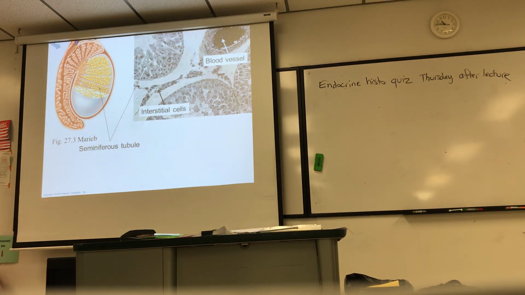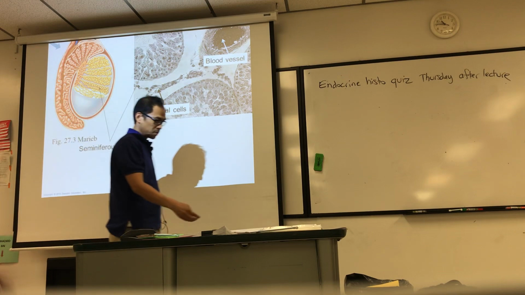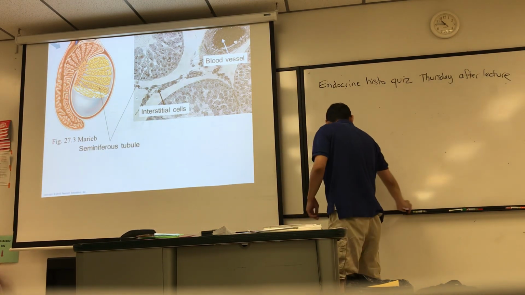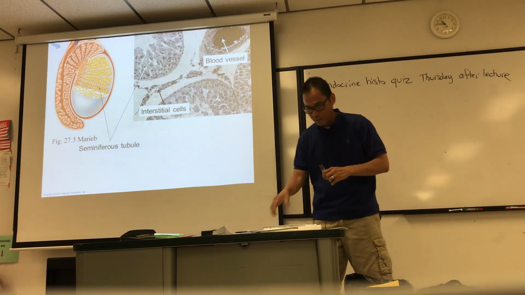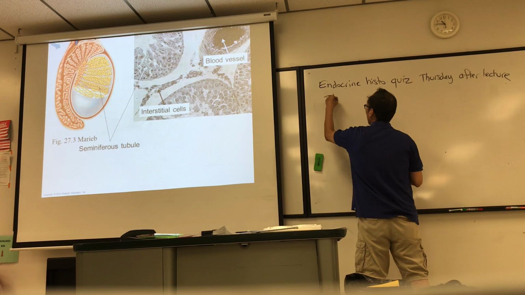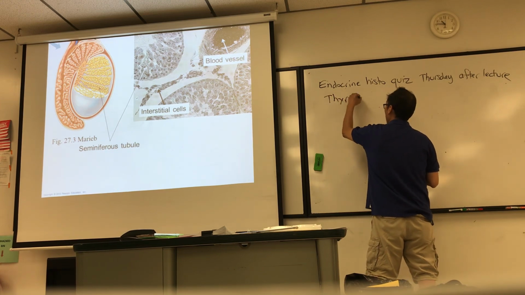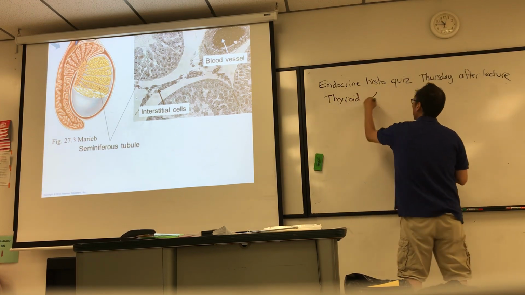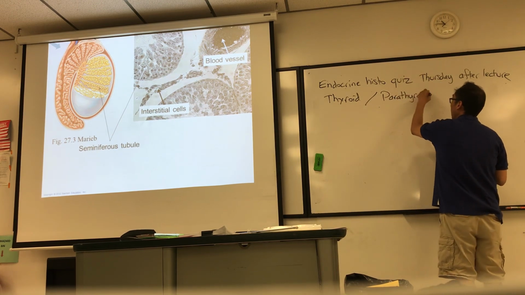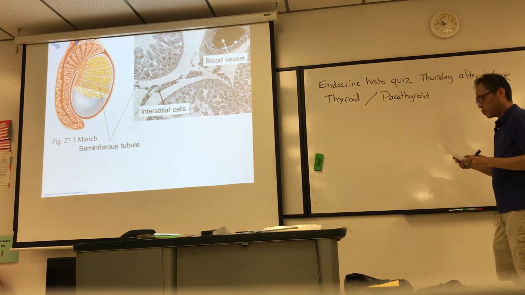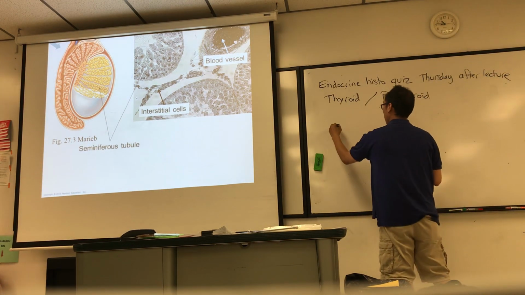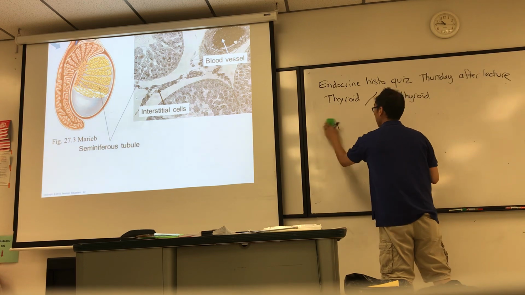Let me just write a list of slides on the board so you can track what I'm doing here. Thyroid, parathyroid. Okay, this is a slide. Two glands are on one slide, thyroid, parathyroid. That's a slide. Pituitary or hypophysis, that's a slide.